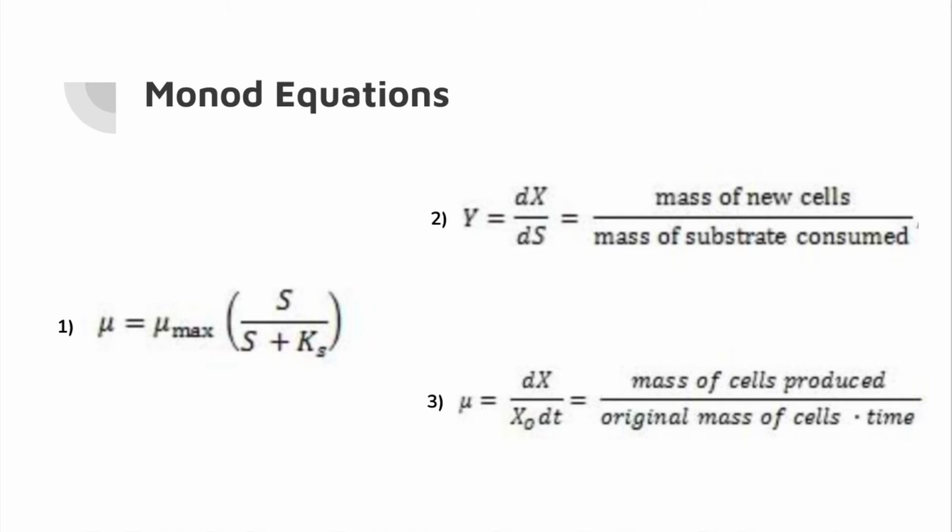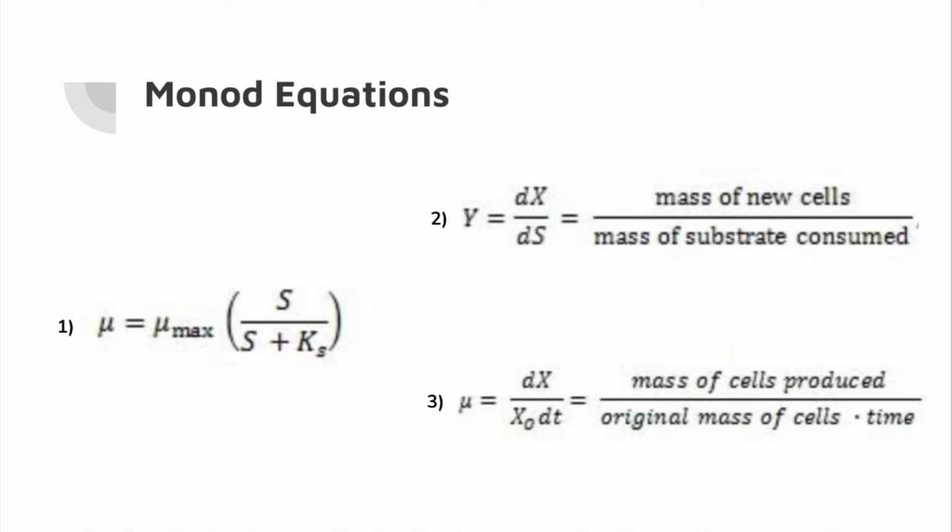The second equation is a general equation relating the mass of new cells to the mass of substrate consumed. This is defined as the yield coefficient. The third equation describes the specific growth rate of the cells. It is defined as the mass of new cells produced divided by the original mass of cells times the time over which these cells were produced.